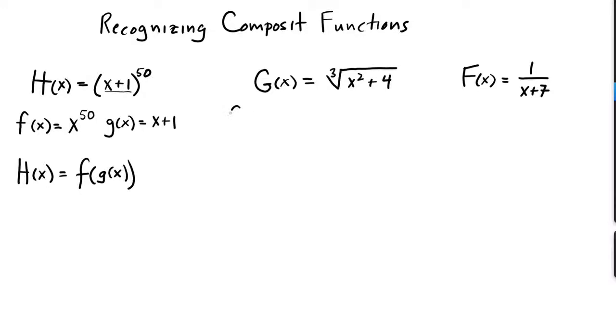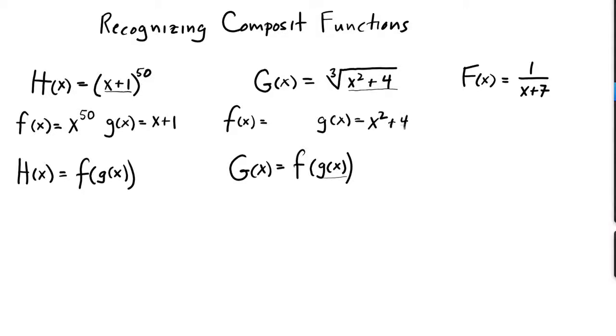Right, let's move over to g. Again, I want to do the same thing. I want f of x, and I want g of x, so that capital G is equal to f of g of x. Alright, so again, what I'm plugging into f is g of x, so the inside portion here would be x squared plus 4. Okay? What am I doing to x squared plus 4? I'm taking the cube root of it. So if I had to write a function f so that when I plug x squared plus 4 into it, I get the cube root, it would have to be the cube root of x.